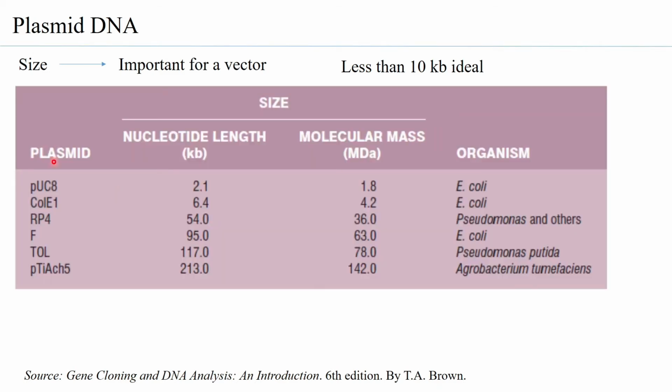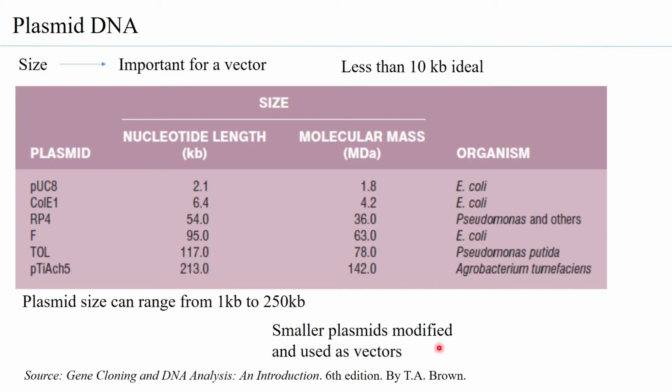Now, naturally, of course, there are several different types of plasmids present and derived from the original plasmid. So in E. coli itself, you can see you have col E1 and pUC8. You can see that their sizes are 2.1 and 6.4 kb. Therefore, they are good candidates for becoming a vector. But you can also have plasmid sizes as large as 213 kb. Now, these definitely would be difficult to use, but they may have certain characteristics which can be used under certain conditions. So plasmid size can range from 1 kb to 250 kb.